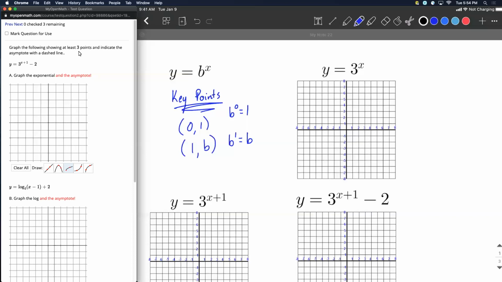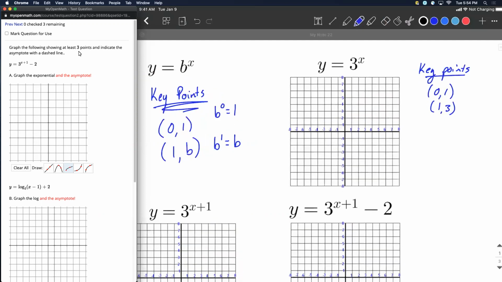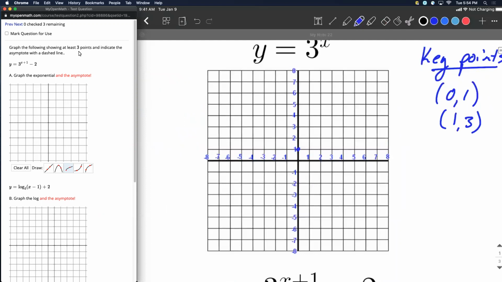So in our case, we're going to locate these key points and then move them around thinking transformations. So for ours, we're dealing with 3 to the x power. So our key points are going to be 0, 1, and then 1, comma, 3. Going to go ahead and plot those. So we have 0, 1, our y-intercept, and 1, 3.